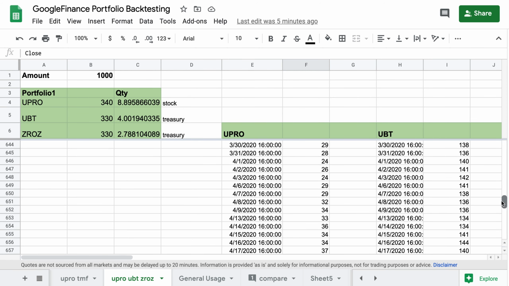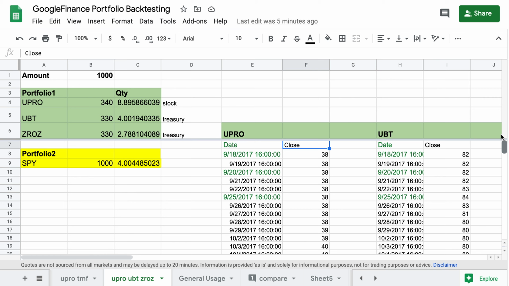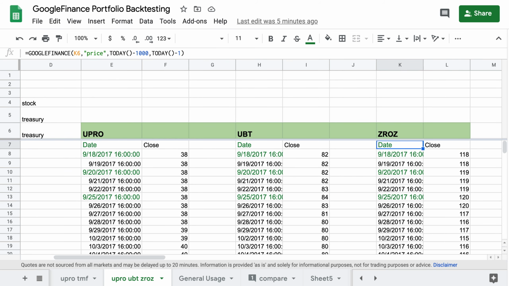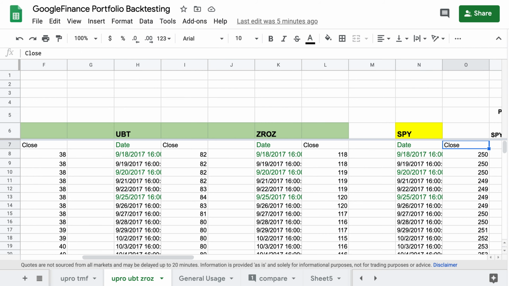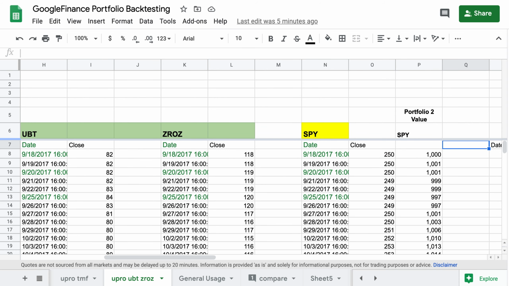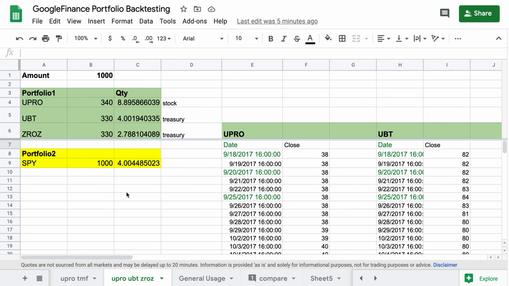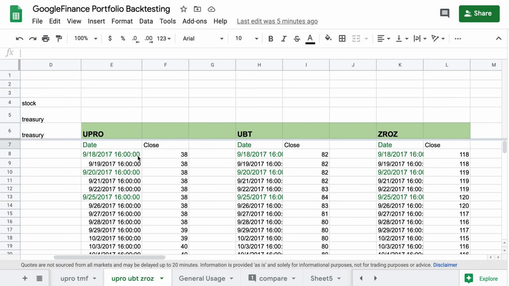You get all the data for UPRO. Similarly, I come here, H6, which is UBT, same, I want price, same time range. Here for ZROZ, same time range, SPY and E6, price, and last 1,000 days, same range. All right, so now I have the price per day.